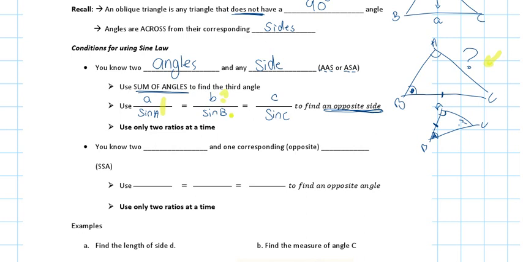Whatever the triangle is called, PQR, I don't know. Whatever the triangle is called, you can change these as long as the side corresponds to the angle. Does that make sense? All right.